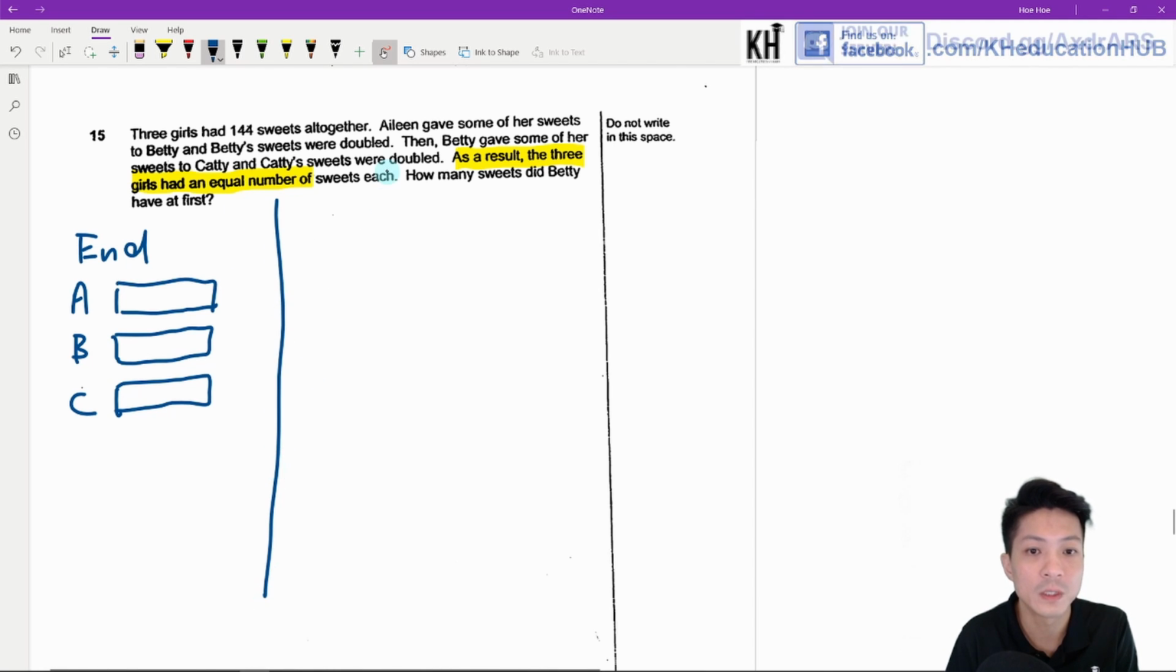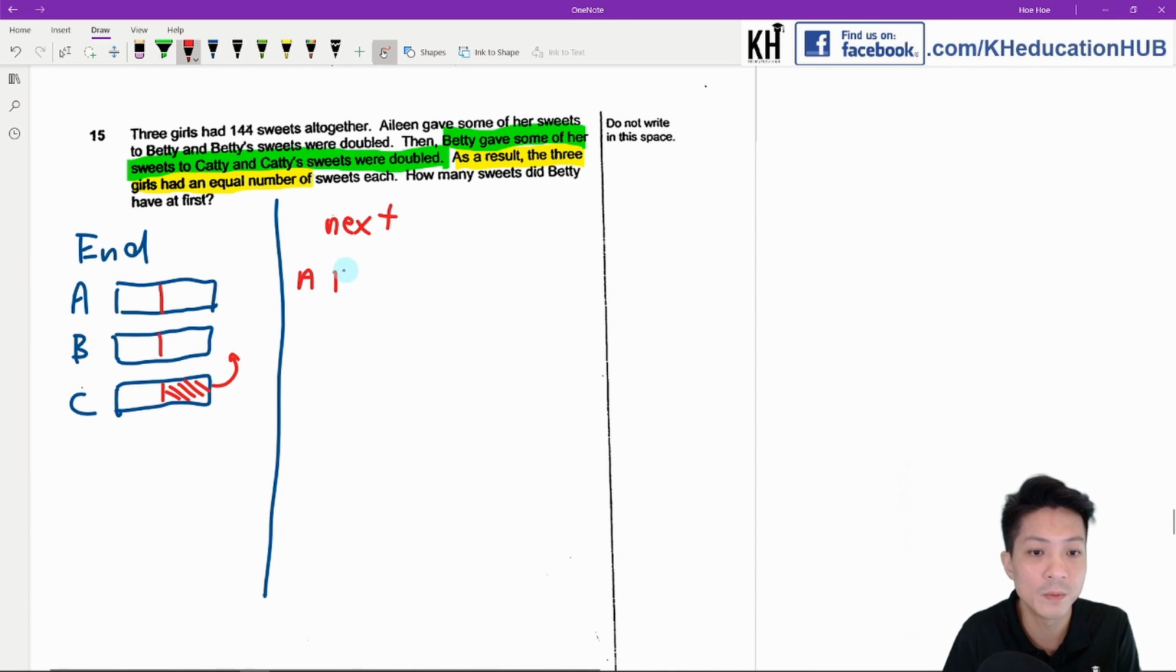Okay, so I'm gonna work backwards. The next part would be: Betty gave some of her sweets to Katie, and Katie's sweets were doubled. So now I'm going to give it back to Betty. I'm gonna cut this into half, so the rest I'm also gonna cut into half. And this part is gonna return to Betty. Okay, so this is the next.